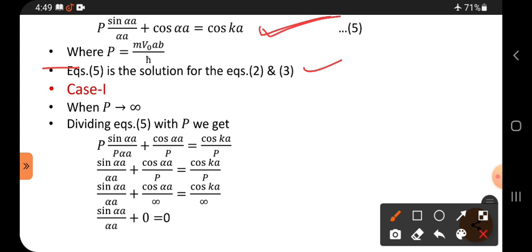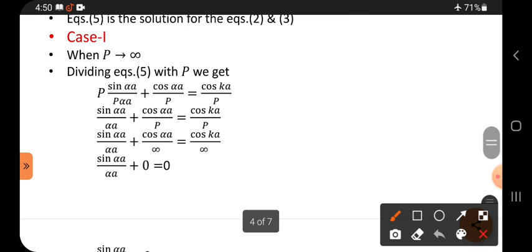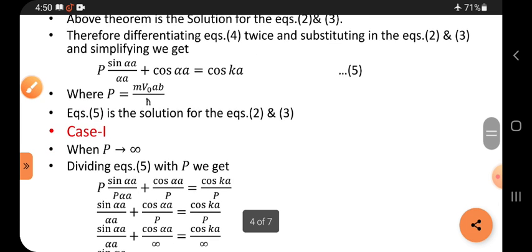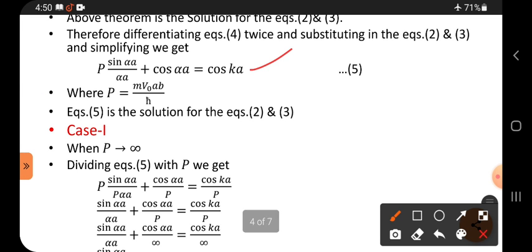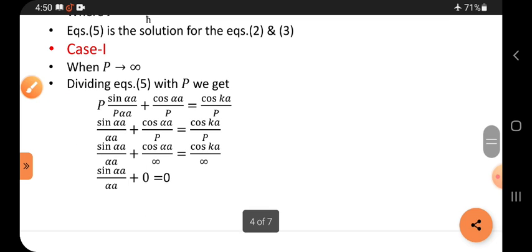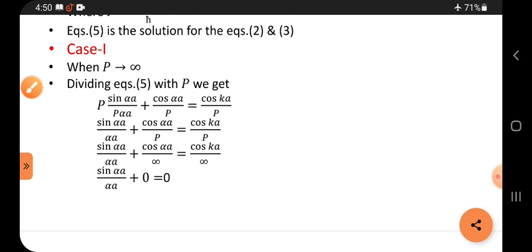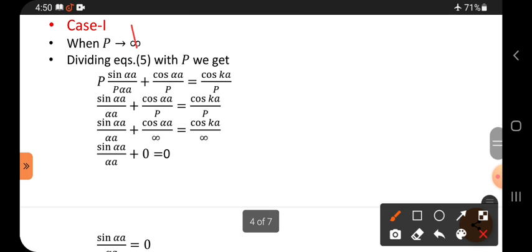For this solution we have to calculate energies in two different cases, which are given. Case 1: when P tends to infinity. Let me take equation 5. Divide by P on either side. After dividing, the P gets cancelled on one side, but a P remains on the other terms. Now substitute the P value as infinity.